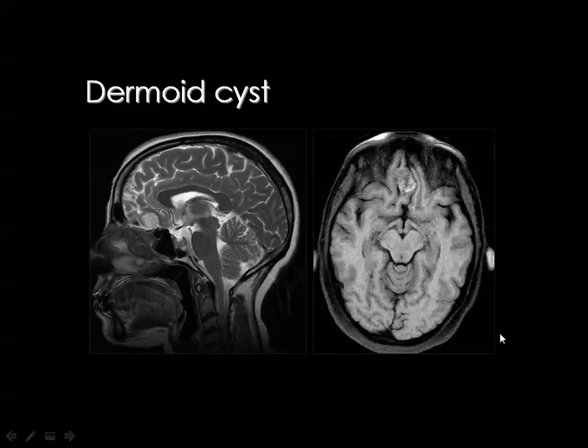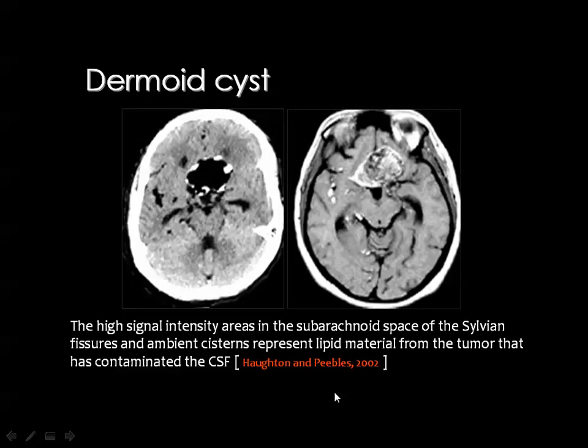Then this is a dermoid cyst in the subfrontal area, and you can see the fat signal in the T1 weighted image and also in the T2 weighted images. Then this is a dermoid cyst in the suprasellar area. By CT you can see fat, and you can also appreciate the calcium.